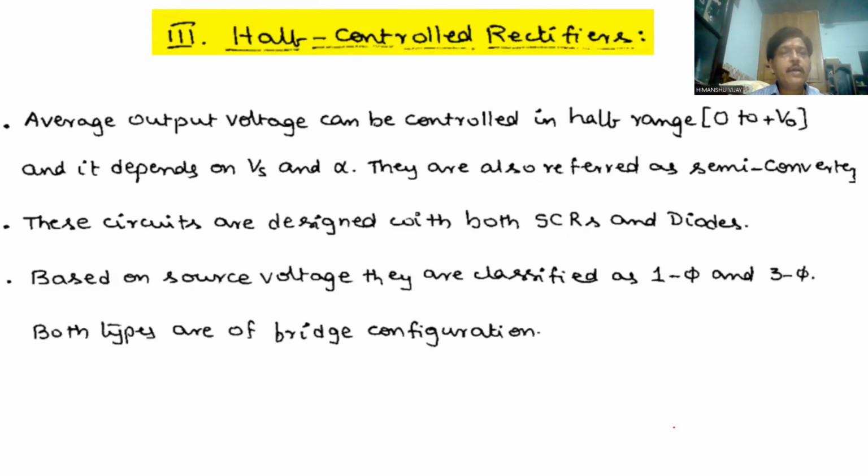Now, the third one is called half controlled rectifiers. Half controlled rectifiers are a combination of full wave, and the average output voltage can be controlled in half range, meaning 0 to plus V0, and it depends on Vs and alpha. So they are also referred to as semi-converters. These circuits are designed with both SCRs and diodes. Both SCRs and diodes are employed in these cases. Based on the source voltage, they are classified as single phase or three phase, both types of bridge configuration, as we have discussed right now.